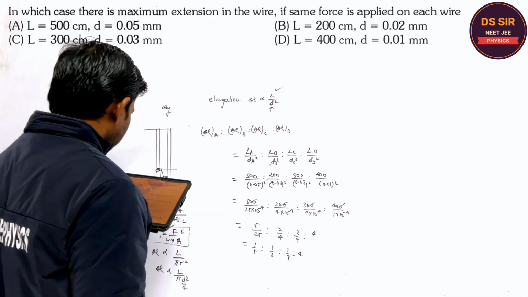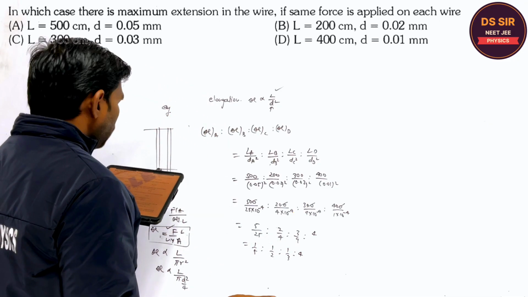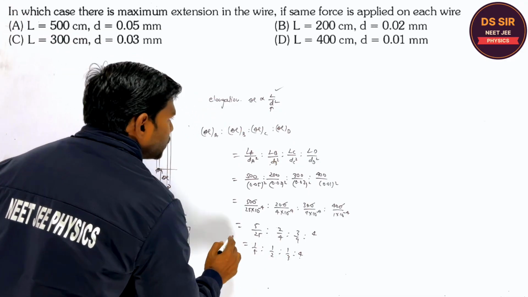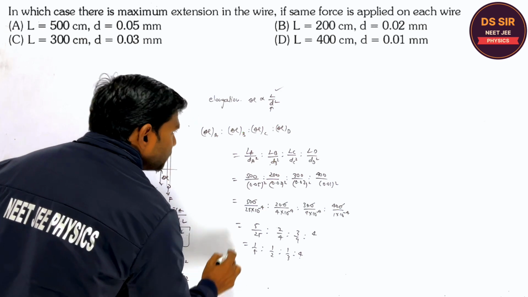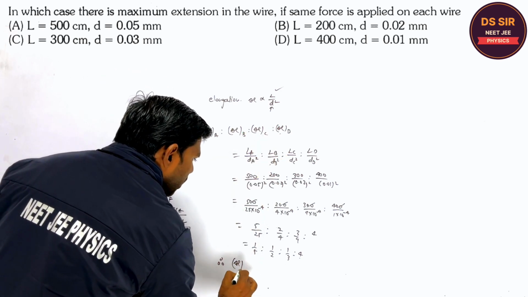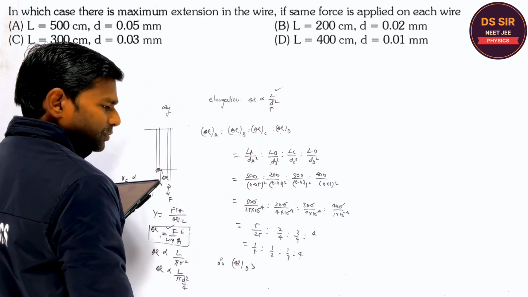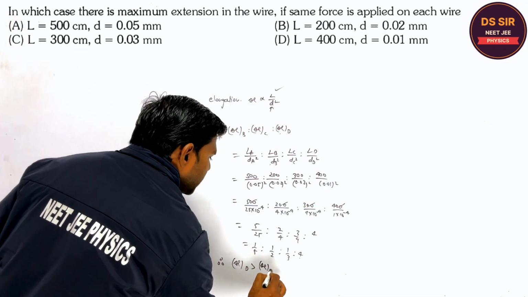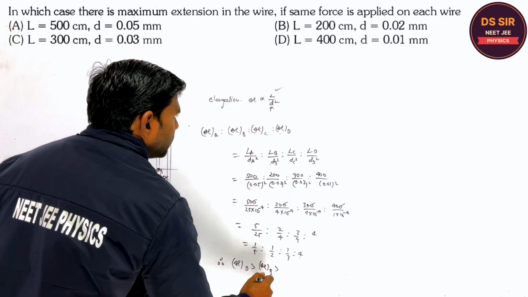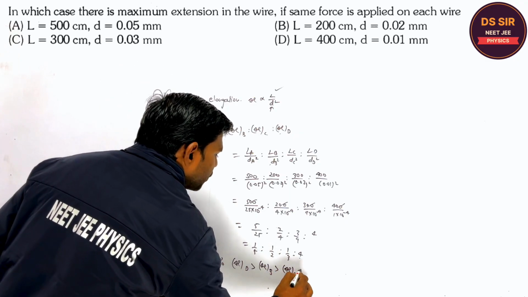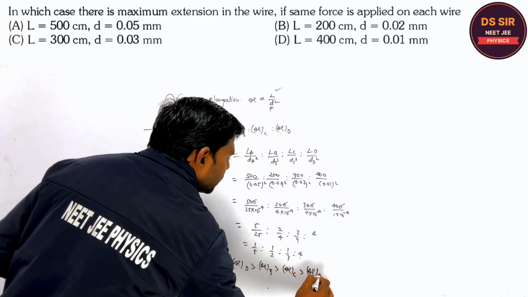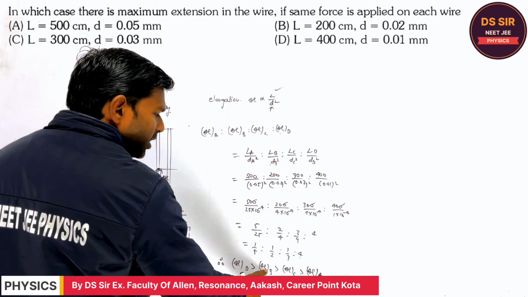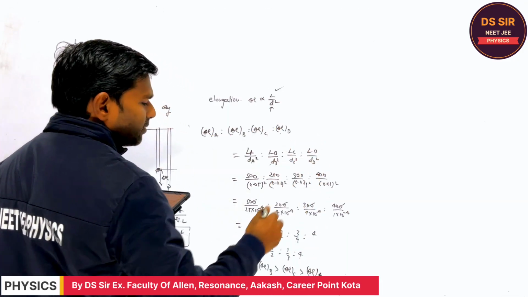Which elongation is maximum? In the wire D, the elongation is maximum. Therefore, delta L of D is greater, right? Then delta L of B is greater than delta L of C, which is greater than delta L of A. So elongation of D is maximum, then in B, then in C, then in A, right?